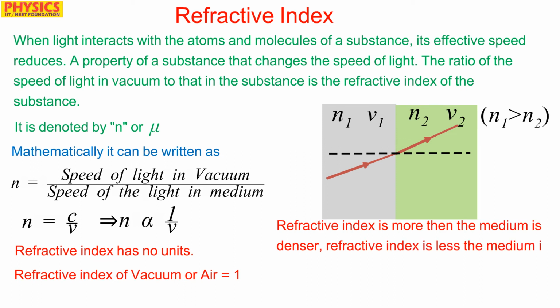Here you can write the relation between refractive index and speed as n1 by n2 is equal to v2 by v1. Remember this equation? Observe carefully: n1/n2 = v2/v1, as refractive index is inversely proportional to velocity. By using this equation, you can calculate the speed of light in a particular medium.